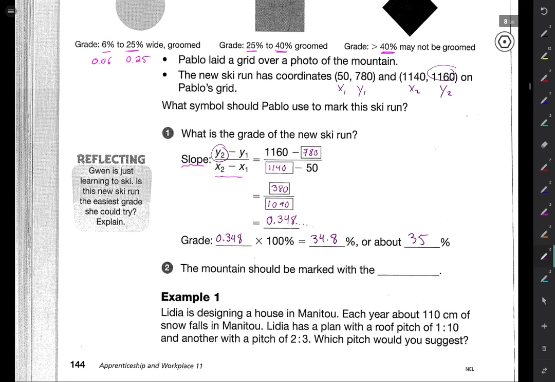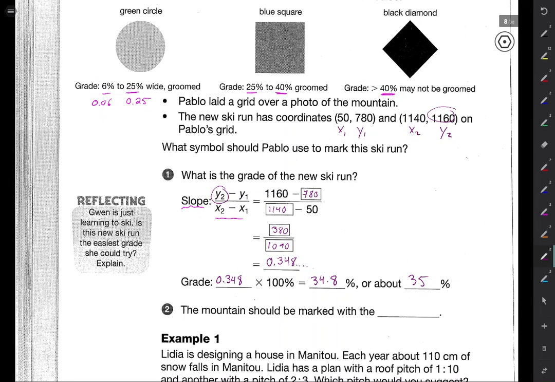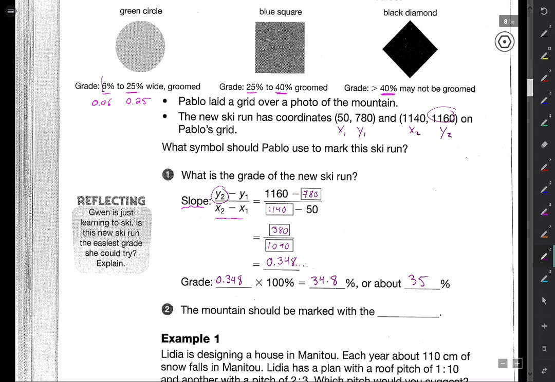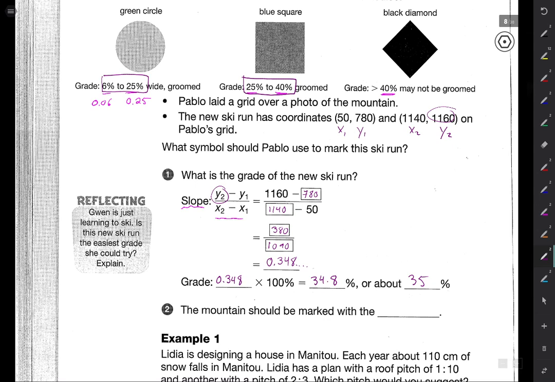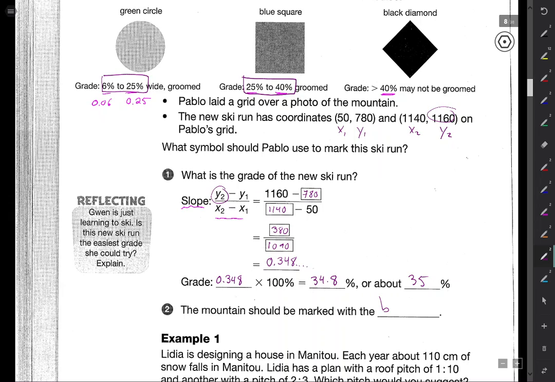Now if we're looking at these symbols, which symbol does 35% fall in? This one goes from 6 to 25%, and this one here goes from 25 to 40%. So that's the one where 35 would land in between. So the mountain should be marked with the blue square.